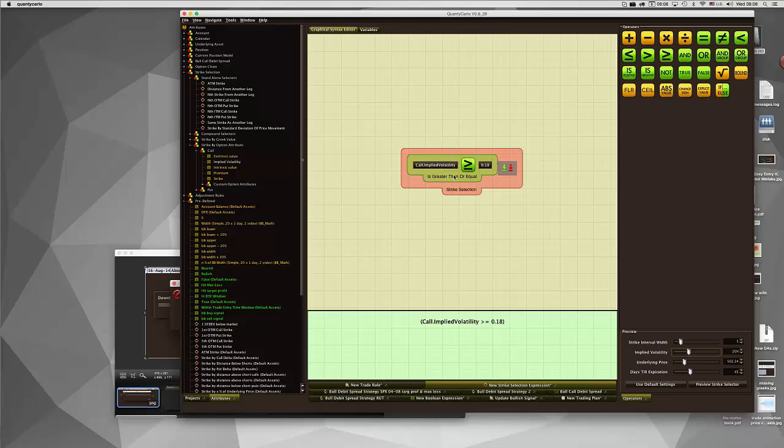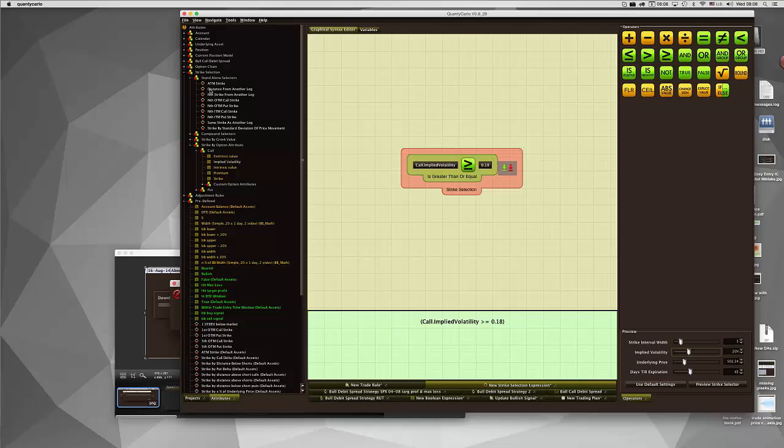Now, one thing to note is that there are going to be multiple strikes that fulfill this condition. So what you'll need to do is add another filter. The call implied volatility is going to rise the farther you go out of the money, so essentially you want the lowest available strike that has call implied volatility of greater than 0.18.